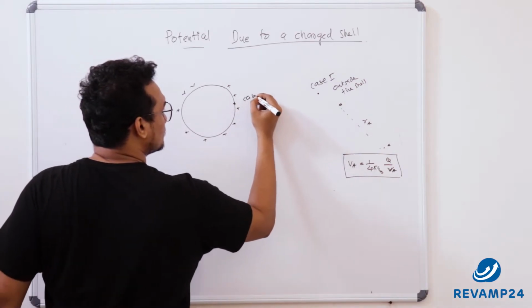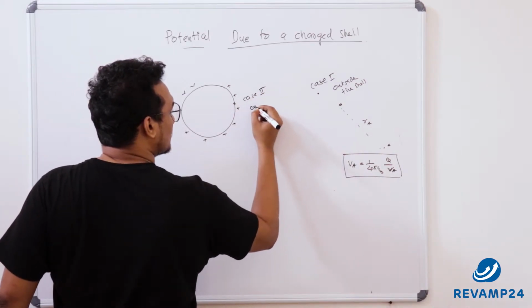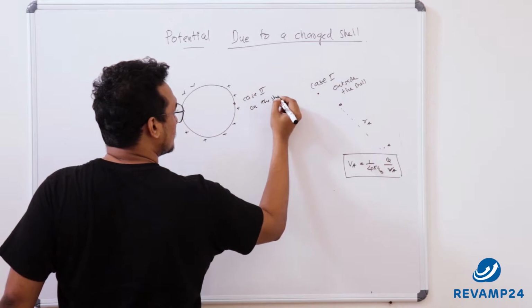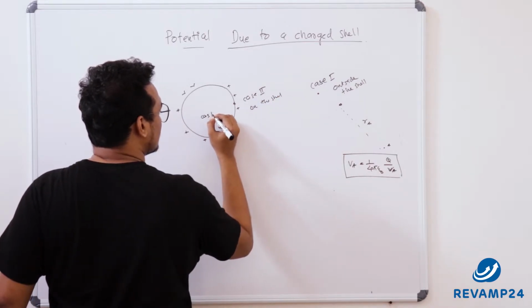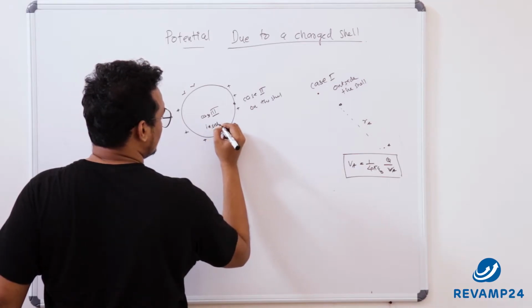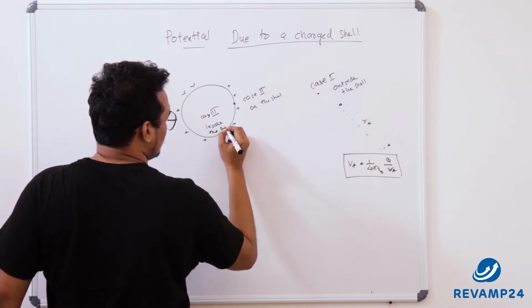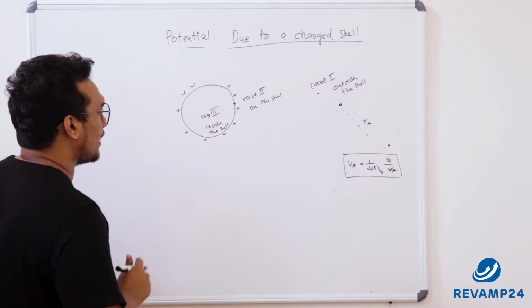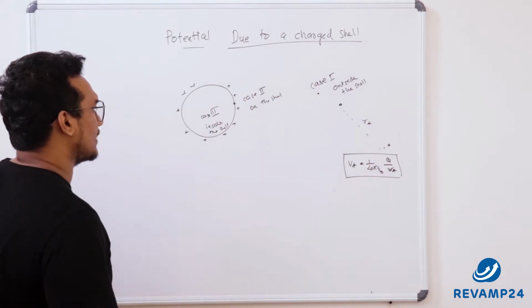Case 2, on the shell, and case 3, inside the shell. Okay, outside the shell, how can we get the value?